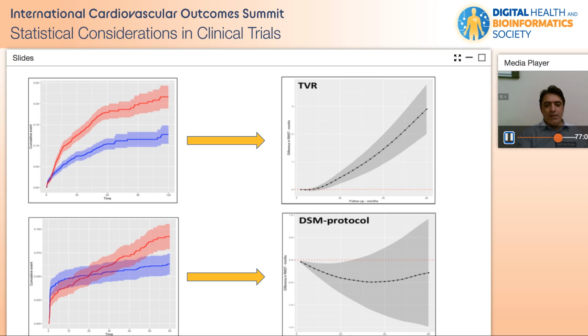You can even plot the difference in restricted mean survival time from time zero to the time you pre-specify. For example, we can conclude the following from this figure: at 6 months, target vessel revascularization-free survival time was 3 months longer after CABG compared with PCI.